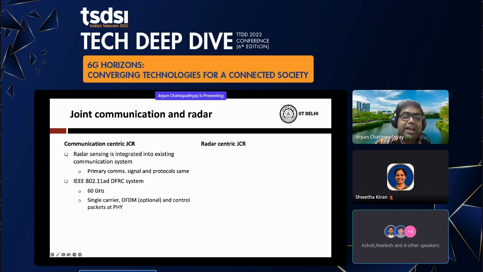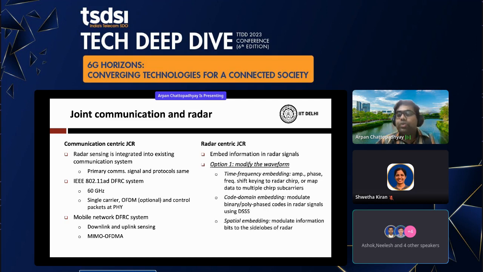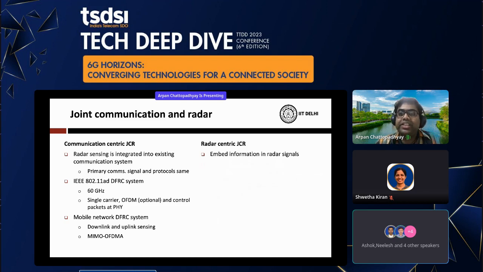And in this process, the primary communication signals and protocols remain almost the same. For example, the IEEE 802.11ad DFRC system offers a single carrier option. Also, it offers OFDM as an option. So if you use OFDM, then probably you can't have much flexibility in designing your radar signals. Then we can also think of mobile network DFRC systems where downlink and uplink signals can be used for sensing as well.